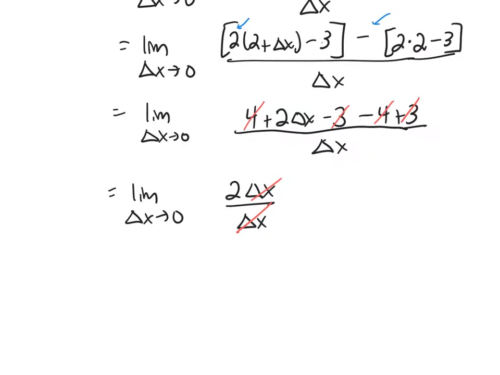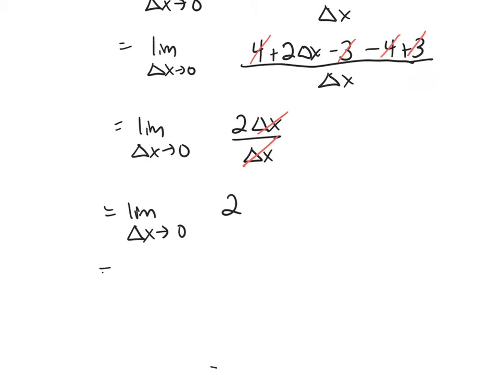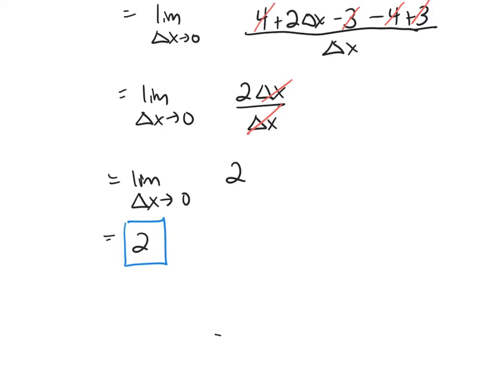And I'm left with the limit as delta x goes to 0 of 2. But 2 is just a constant, and so this limit is equal to 2. And that is the slope of our tangent line at c equals 2.